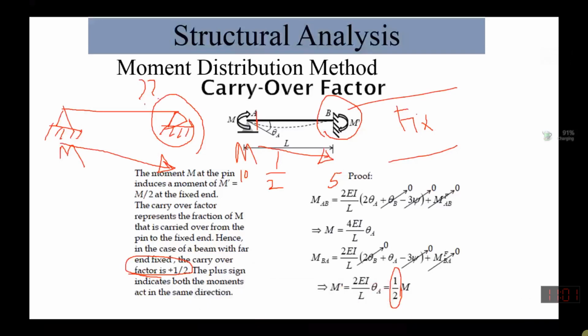Once your support is a hinge, it cannot take any moment. We know that a hinge or roller cannot take any moment. Moment at these points is equal to 0. So once the moment is 0, we cannot carry the moment to that particular support. In this case, our carryover factor will also be equal to 0. We cannot transfer the moment from one end to the hinge. But if we have a fixed end, we can carry half of the moment to the other part. Is it clear or not?